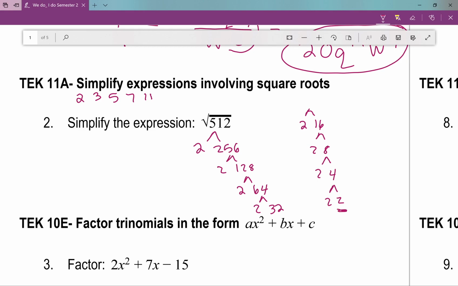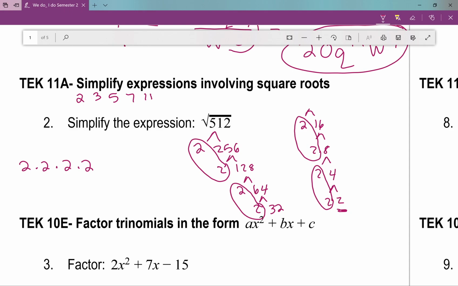Our next step is to circle all our pairs. I have a pair of 2's here, a pair of 2's here, another one here, and another one here. What I'm going to do is multiply one 2 from every pair that I circled together. So I have 2 times 2 times 2 times 2. And whatever's left, that's what's going to go inside the radical sign. The only one I have left is this 2 right there, so that's going to go inside the radical sign.